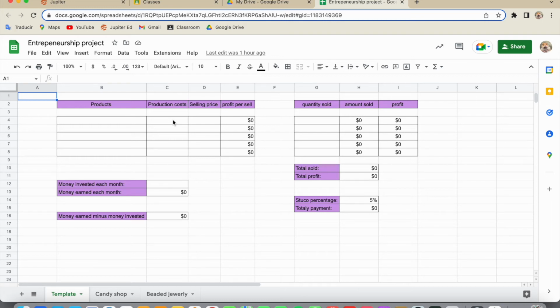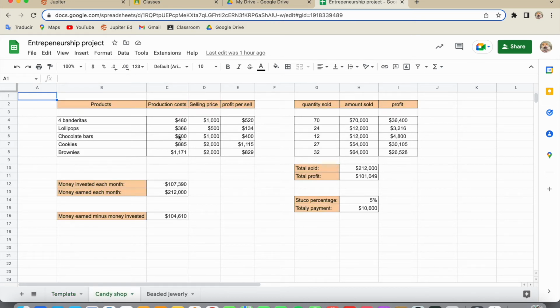The example is here. In candy shops, let's say a box of banderitas costs 30,000 pesos, and each box comes with 250 banderitas. So you divide those 30,000 pesos by 250 to get the cost of one single banderita. Then, for example, a pack of four banderitas would cost 480 pesos. With that, you just create a selling price, and the template does the rest.